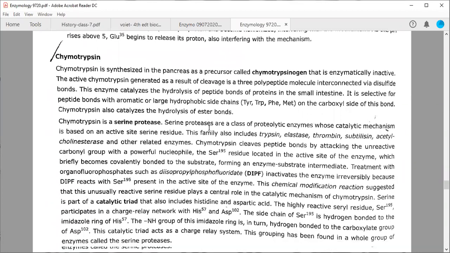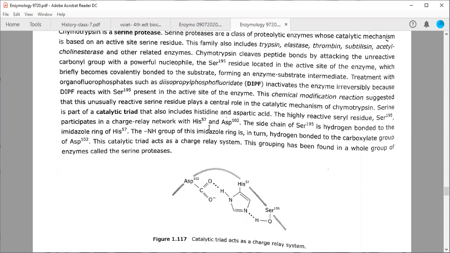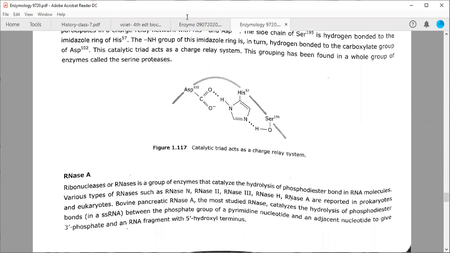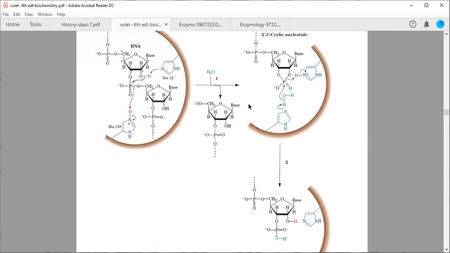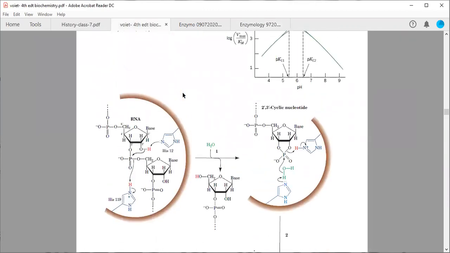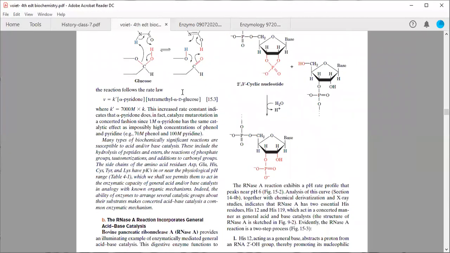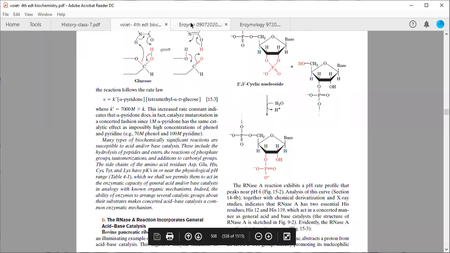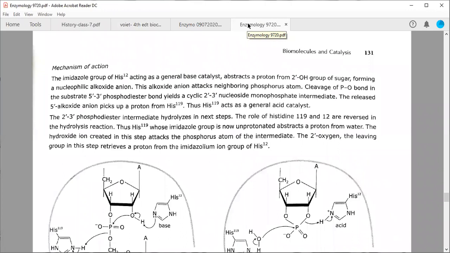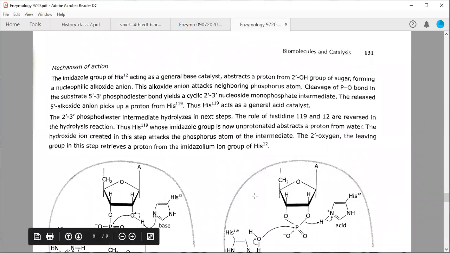We also have discussed one enzyme called RNase A, if you remember from the last class. So this we have discussed in the section called acid-base catalysis. First of all, I will tell you about acid-base catalysis, then I will tell you something about RNase A.